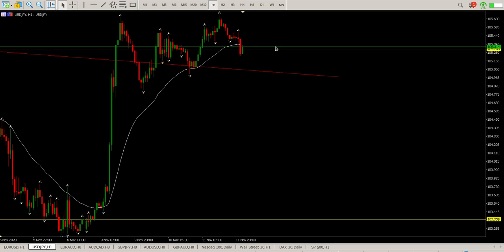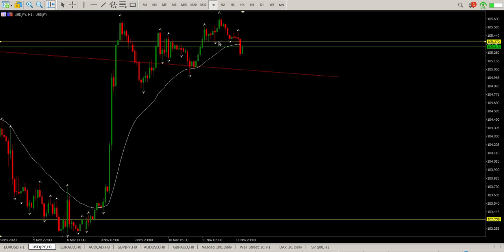We have broken below. Let's just use this level now. We have broken below this area, so a retest of 105.372 and a rejection. So in other words, test it, reject it, and start moving down. That would be the opportunity for the shorts.